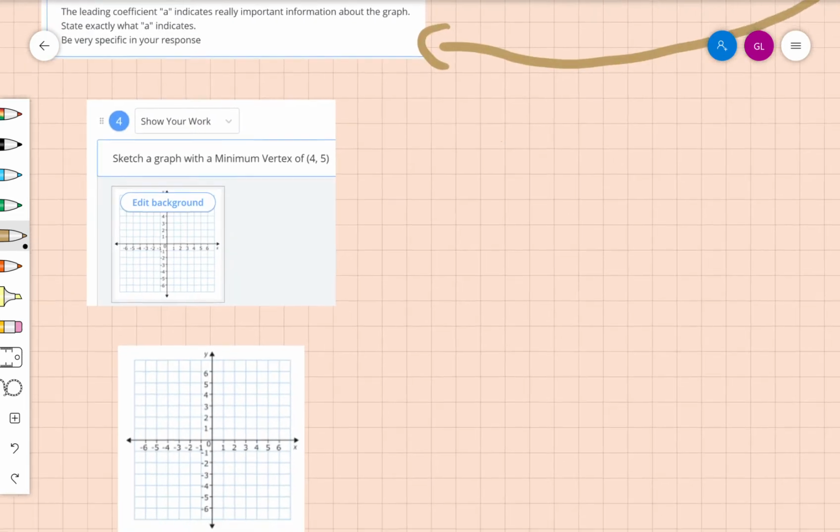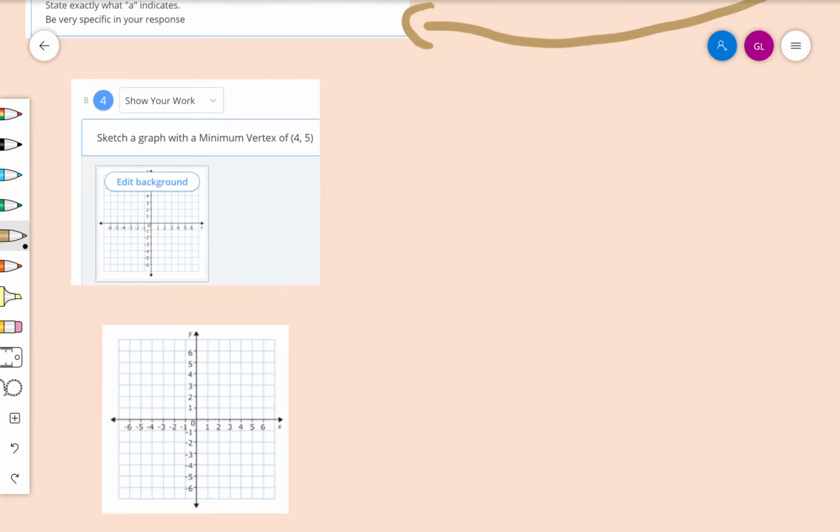Question 4, sketch a graph with the minimum vertex of (4, 5). Now, I had a couple of students email me and say, hey, Mr. Lake, you didn't give us an equation. You didn't let us know if it was concave up or concave down. Actually, I did, by the word minimum. The word minimum tells you a lot about the graph already.